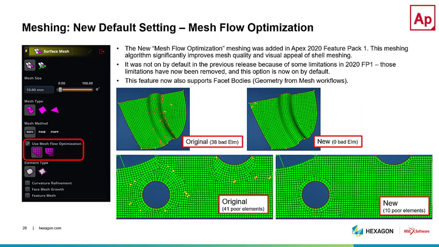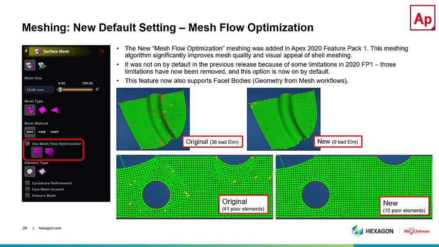Okay, now in terms of shell meshing, we have a new default setting. So if anybody has been frustrated with the default settings before, just know that if you contact us and let us know that you don't like the default settings, we will consider changing it. And this is a great example of that because we came out with a new option called Mesh Flow Optimization, and it was not on by default.